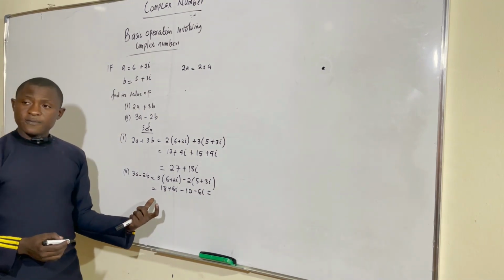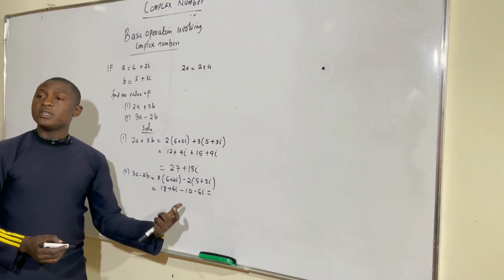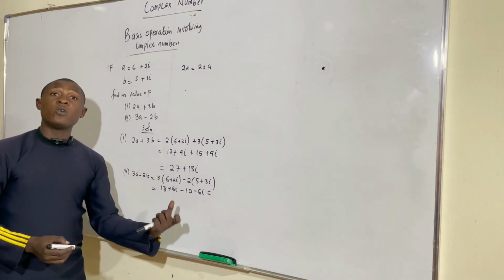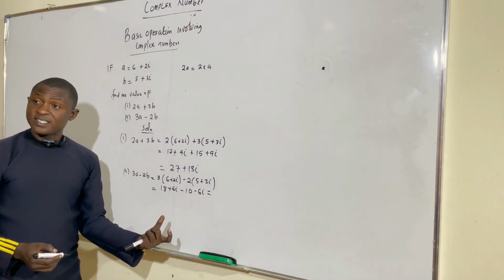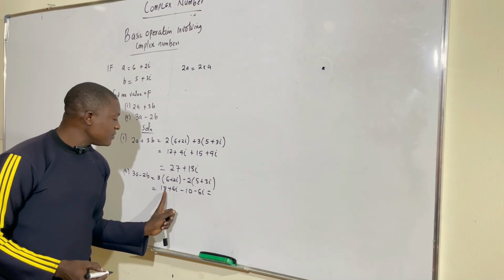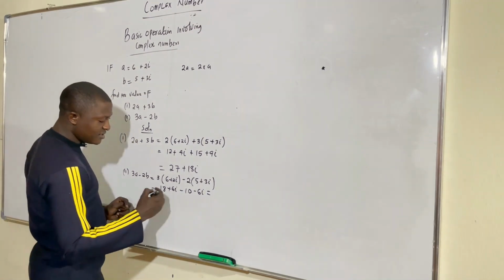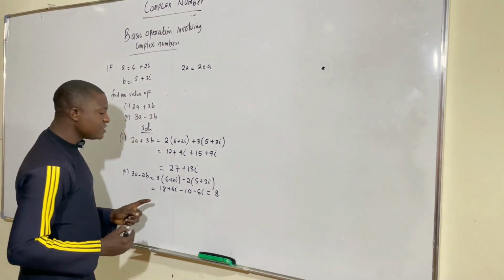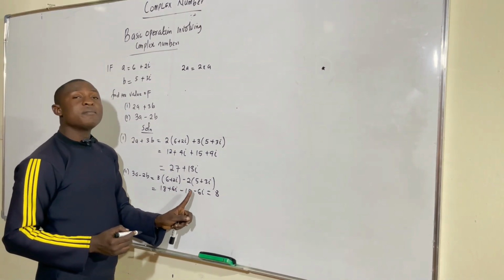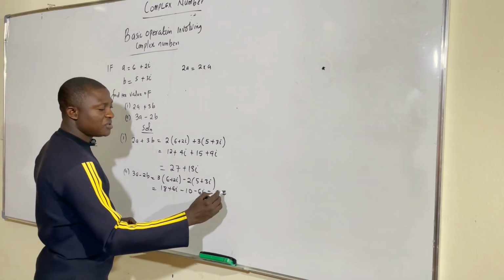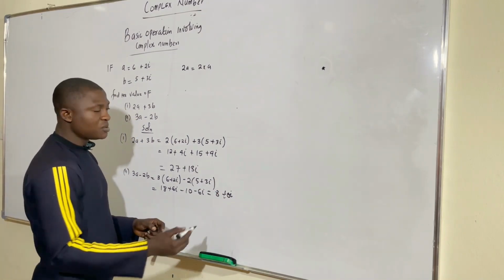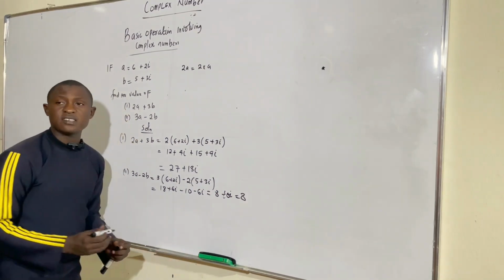Now, follow the same pattern. Real numbers for the real numbers, imaginary numbers for imaginary numbers, right? Now, 18 minus 10. What is the result? Yes, 18 minus 10 is 8. Then 6i minus 6i. You know, that one is just 0i. And since it's just 0, you can see this result is the same thing as 8.